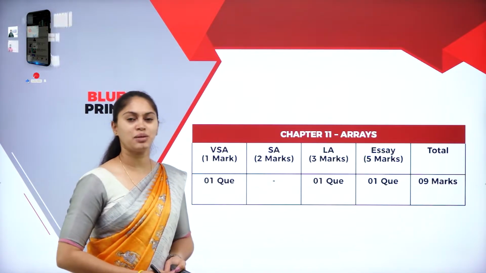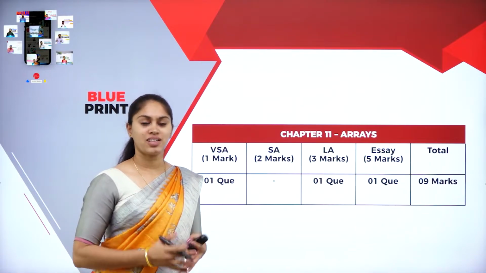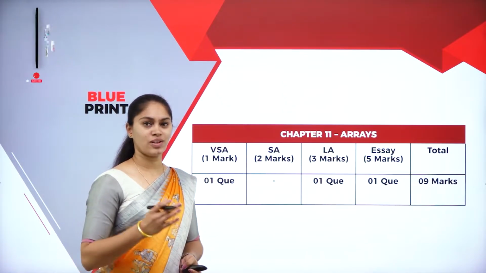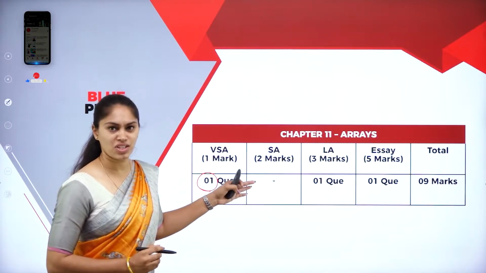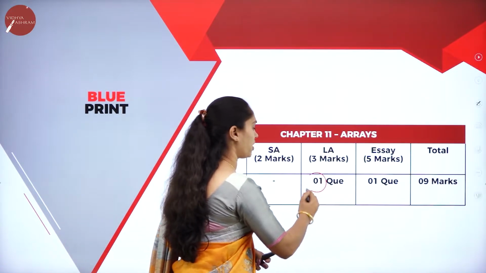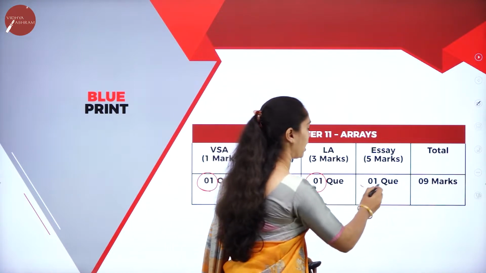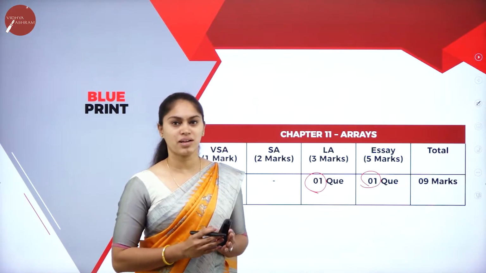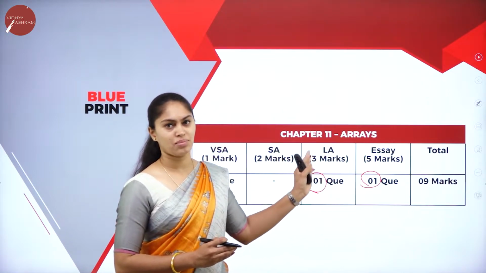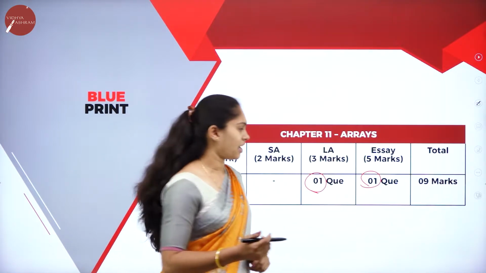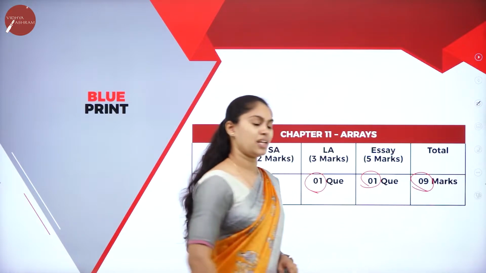So this is the blueprint of this chapter, Chapter 11, Arrays. In this you are going to get 1 question for 1 mark, 1 question for 3 marks, and 1 question for 5 marks. Totally you are going to get 3 questions in the 1 mark, 3 mark as well as the 5 mark, and it will be totally for 9 marks.